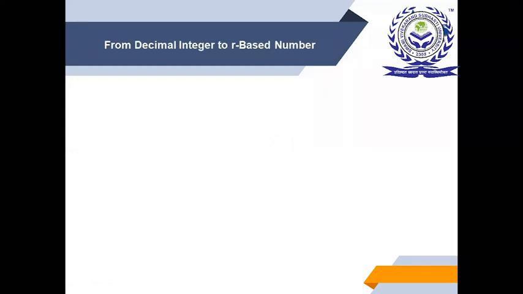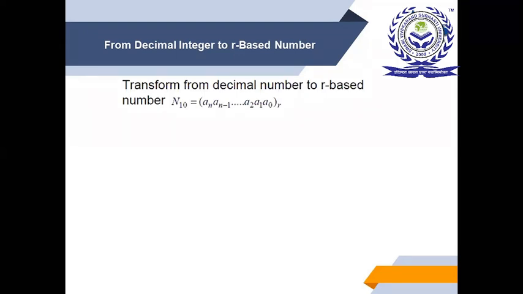Now, when we have to convert from any base R to decimal, you just have to expand the number, multiplying each digit by its base raised to its position. When we have to convert a decimal number into any base R, what is the problem? Suppose we have a decimal number n of base 10, and we have to convert it into base R; we have to find the coefficients with base R.